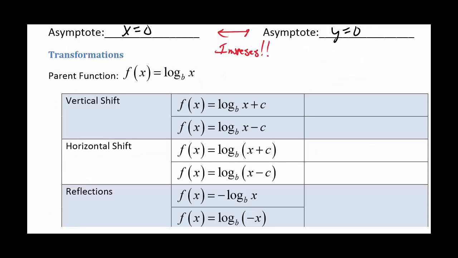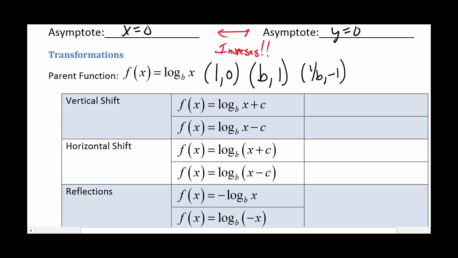Okay, so for any log base, just like an exponential, there are 3 consistent points that show up, and we can use that to graph any log base. You give me the base, we can plot the points. So in all log functions, they all go through, instead of 0, 1, they go through 1, 0. Instead of being 1, b, they go through b, 1. And instead of going negative 1, 1 over b, it's 1 over b, negative 1. Any base we got will go through those 3 points.